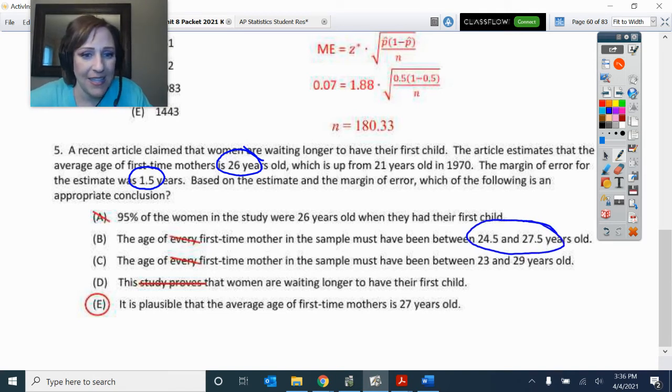But that doesn't mean that the age of every first-time mother in the sample is that. That just means it's plausible. There's lots of different things it means, but none of those first four answer choices are what it means. Because of this, it is plausible that the true average could be 27, because I'm 95% confident that the true average age of first-time mothers is between 24 and a half and 27 and a half. So that could be 27.